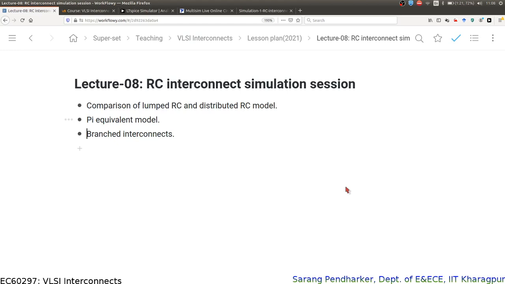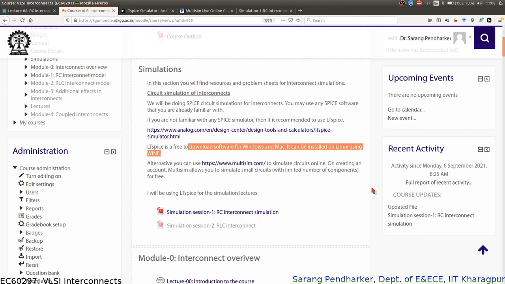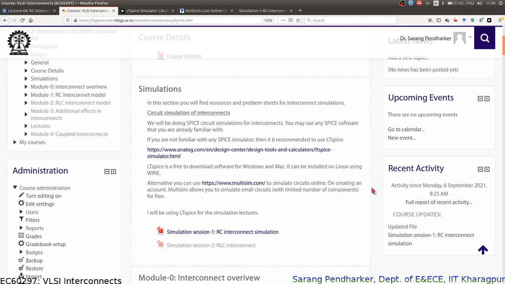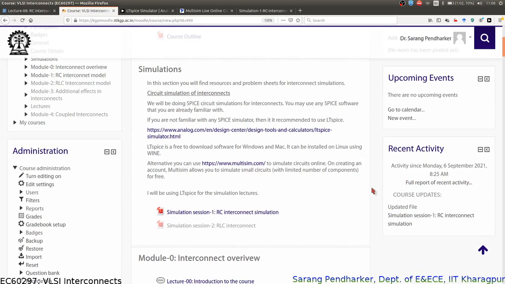So for this simulation, if you go to the Moodle page, I have created a tab for simulations. Here I have given some links to software which can be used for simulator. I will be using LT Spice simulator. If you are familiar with any other SPICE or any other circuit simulator and you have access to it, you are welcome to use that software as well. There is no restriction on the software to be used for this. We just have to create some RC circuits and simulate those. So any software that works is good.